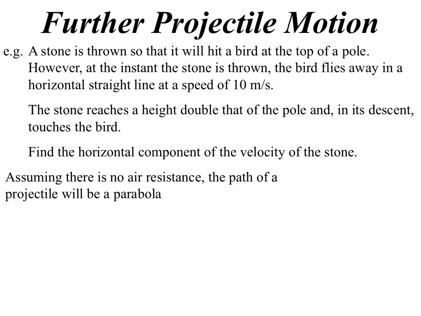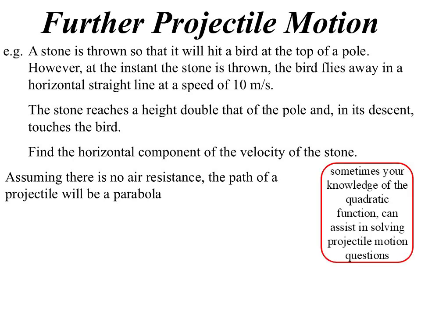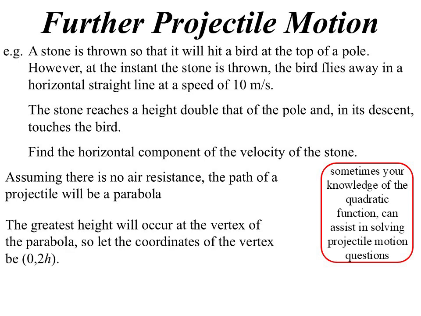There's no resistance in this problem, we're assuming that, so I know the projectile will basically describe a parabola when I throw it. And this is where, in this sort of question, knowledge of quadratics is going to be a more efficient way of solving this than actually using calculus. I know the greatest height will occur at the vertex of the parabola, so I'm going to let the coordinates of that vertex be (0, 2h), so twice the height of the pole, and basically I'm setting the origin directly under the vertex of my parabola.